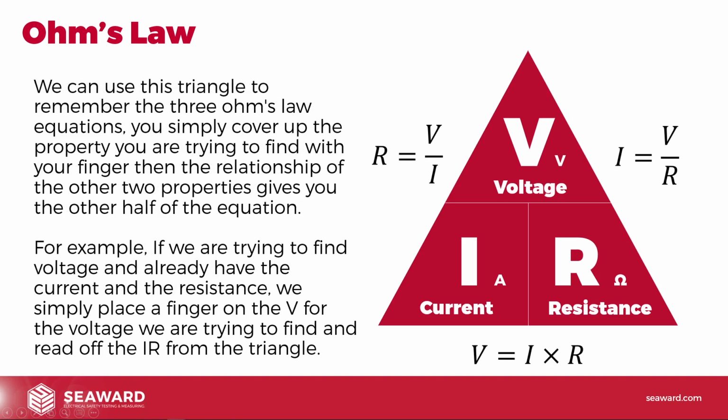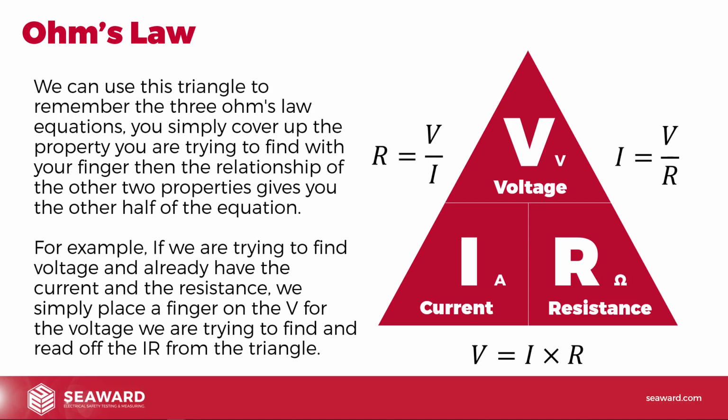So we can use the triangle to remember the three Ohm's law equations. You simply cover up the property you are trying to find with your finger, then the relationship of the other two properties gives you the other half of the equation. For example, if we're trying to find voltage and already know the current and the resistance, we can simply place a finger on the V.